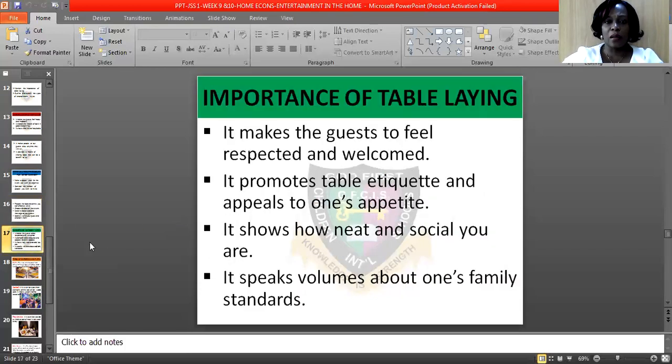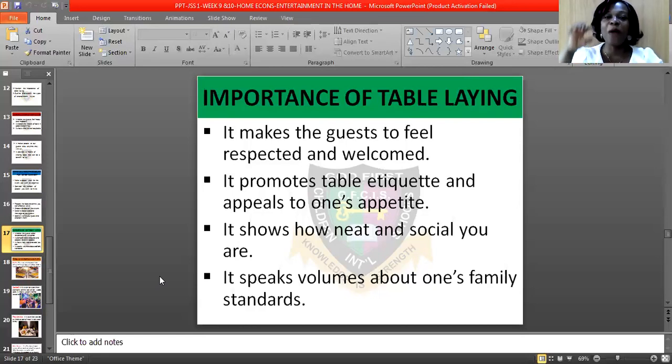Now let us look at the importance of table laying. It makes the guests feel respected and welcomed. When you set your table well, the person you are calling onto that table will be honored. Do you understand? That is why it is important to set your table or lay it. Is that taken? All right.